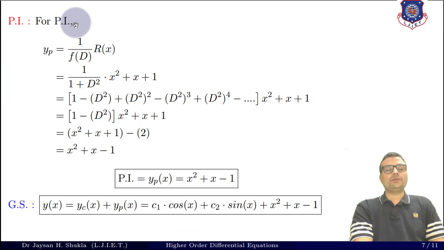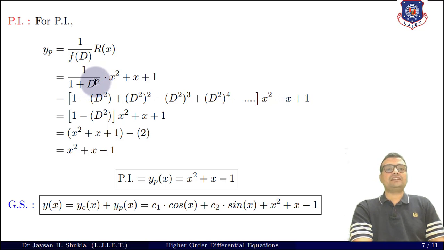Now let us go for particular integral. Now yp is 1 upon f of D of R(x). As I told you, take f of D as 1 plus D square, it is x square plus x plus 1. Here you can see we already have this value 1. It is D square plus 1, so I am rewriting it as 1 plus D square. So this D square is nothing but my value of t.